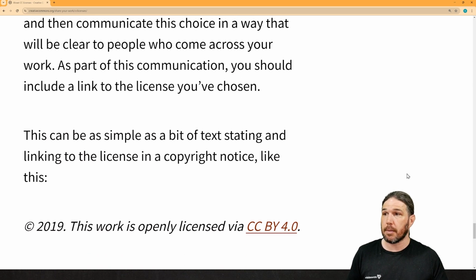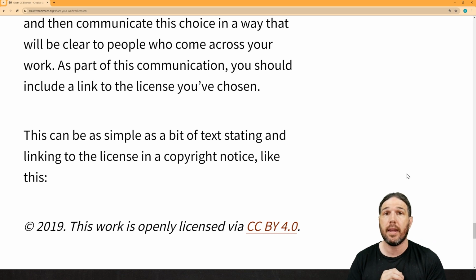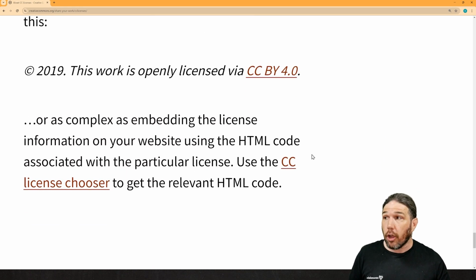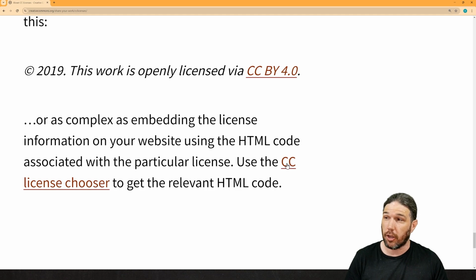This can be as simple as a bit of text stating and linking to the license in a copyright notice like this. It says, copyright 2019, this work is openly licensed via CC BY 4.0. That's a perfectly good way of going about showing that this is your license, and you just want to make sure that you include a link to that license so that anyone who's curious can click on it and find out exactly what they're allowed to do. It can also be as complex as embedding the license information on your website using the HTML code associated with the particular license. You can also go to the CC license chooser to get the relevant HTML code.